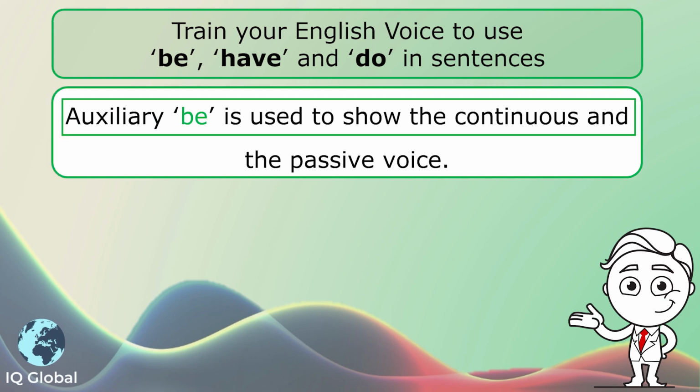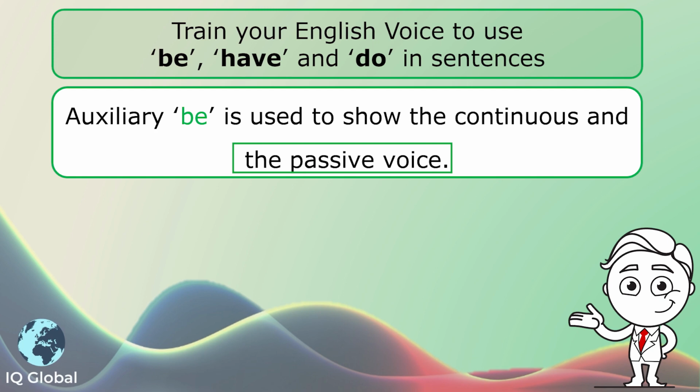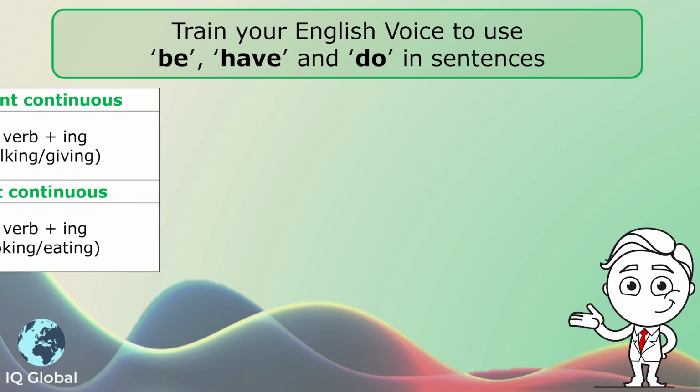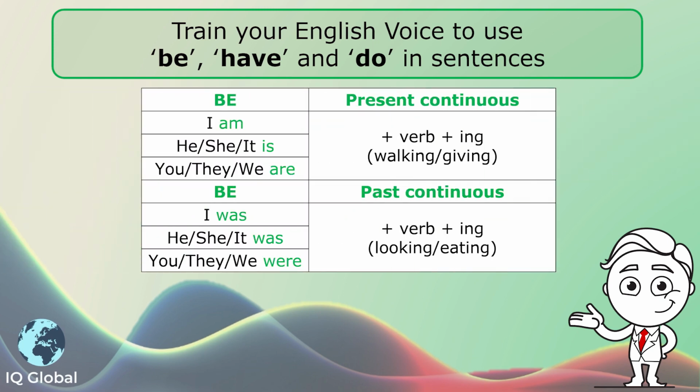The auxiliary be is used to show the continuous and the passive voice. Let's look at the sentence structure using be in the continuous tense. In the present continuous, I am, he, she, or it is, you, they, or we are, plus the verb plus ing, such as walking or giving.